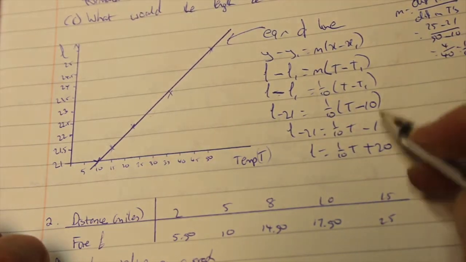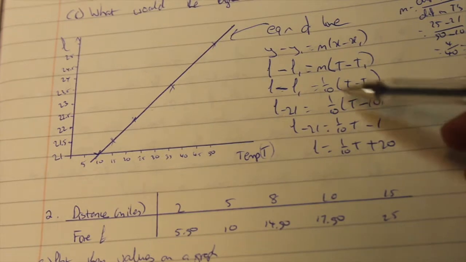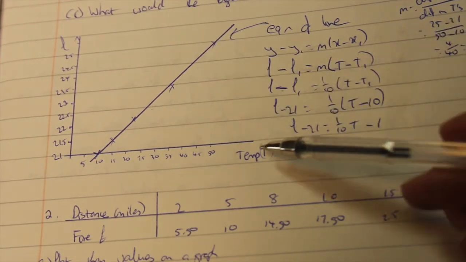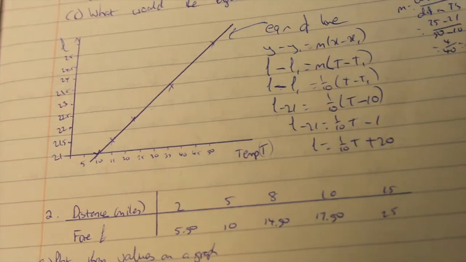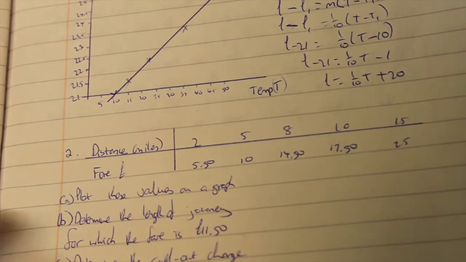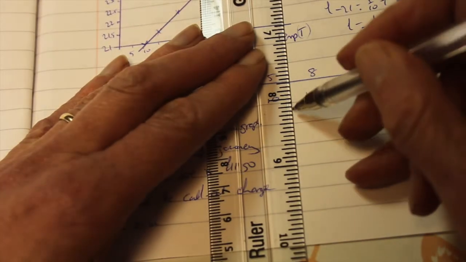So basically that's a fancy way of asking you to find the equation of a line. Now that is quite complicated, but if you think of it in terms of x's and y's and change them to T's and L's, it makes life a lot easier. Now, question 2. Plot these on a graph. I don't have the axis drawn out here, so we'll do that now.